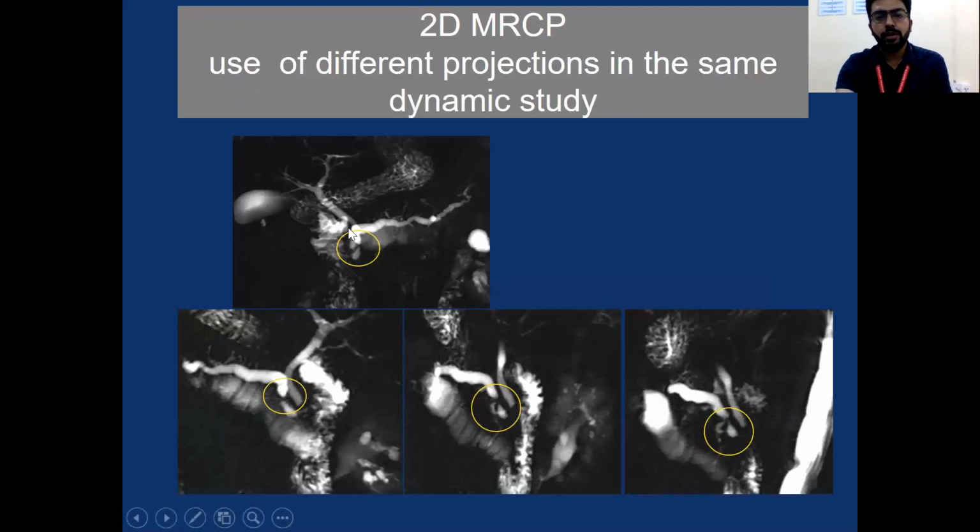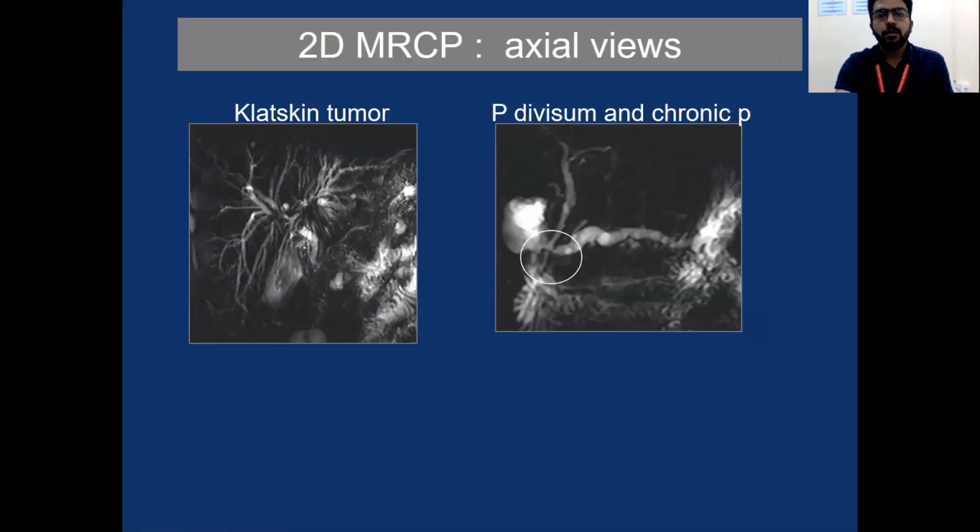This is an angulated one, wherein we can appreciate the confluence of the right and the left hepatic ducts, and we can appreciate a filling defect over here. Then these are the axial views demonstrating Klatskin's tumors. Klatskin's tumors are perihilar tumors of the bile duct that we can appreciate. This is a case of chronic pancreatitis.